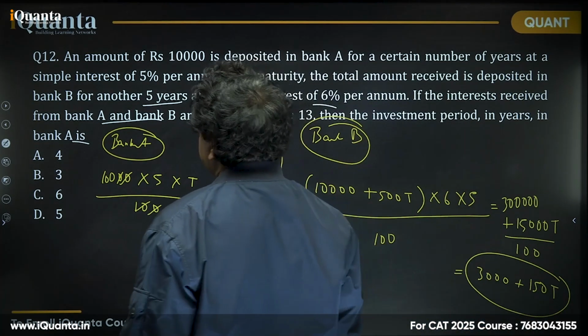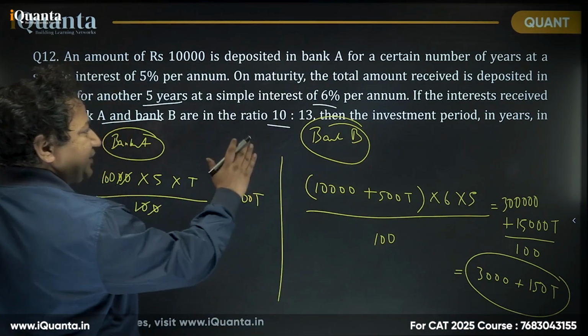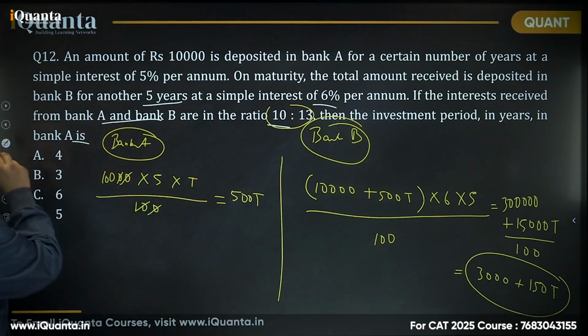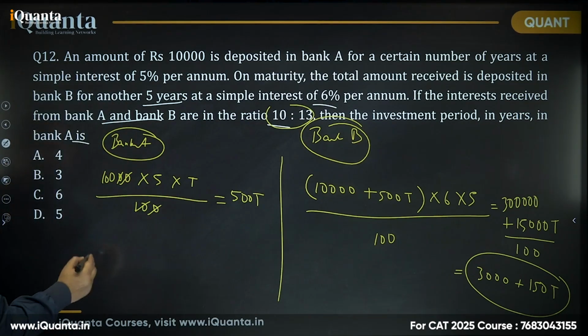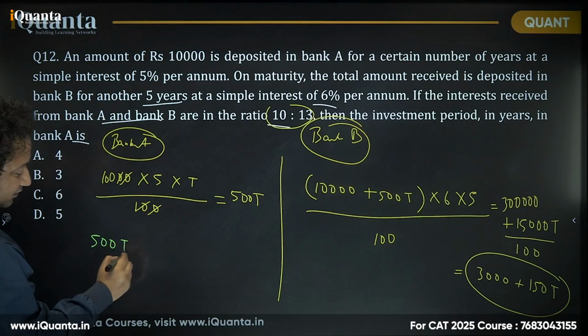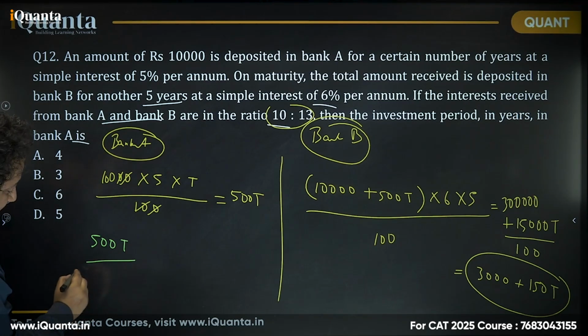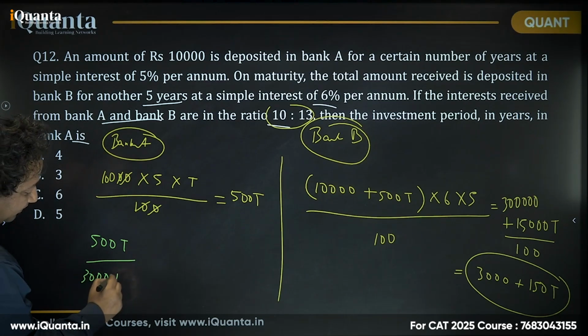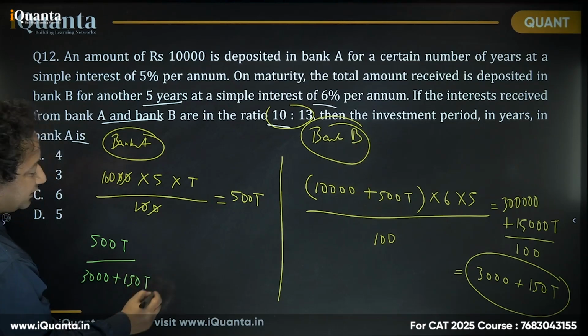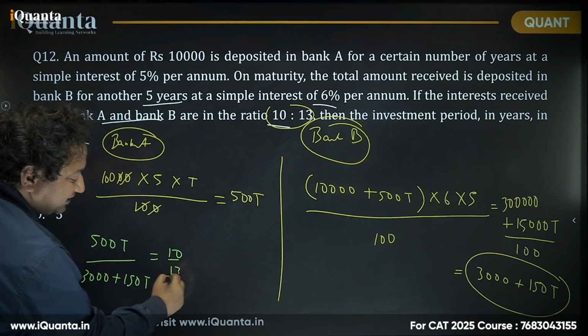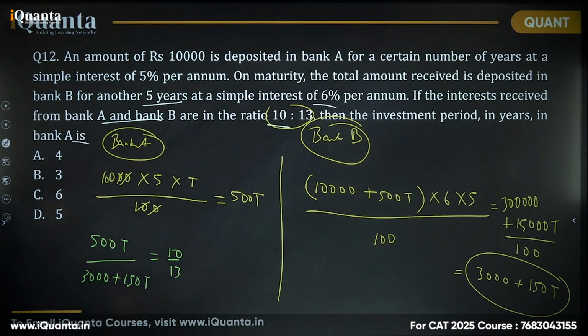Now the question says the interest received from Bank A to Bank B is in the ratio of 10/13. So 500T upon 3,000 plus 150T, the ratio is 10/13. Just that in these questions, there is a possibility that you might miss out on zeros. That's the only problem which can happen. You need to be careful about that. We need to find the value of T. Let us cross multiply and get it.